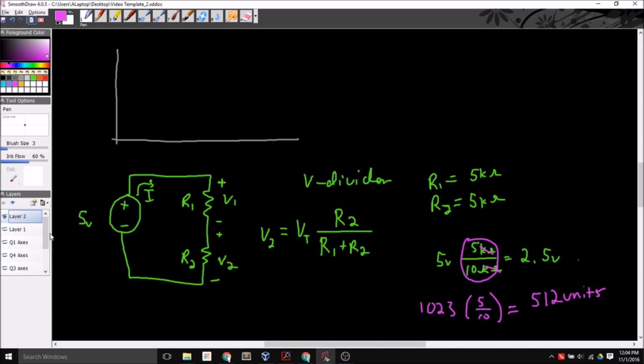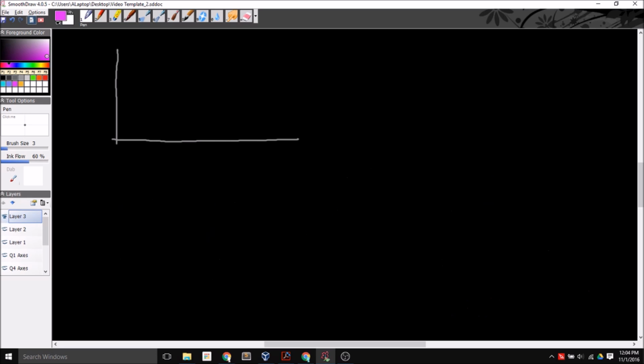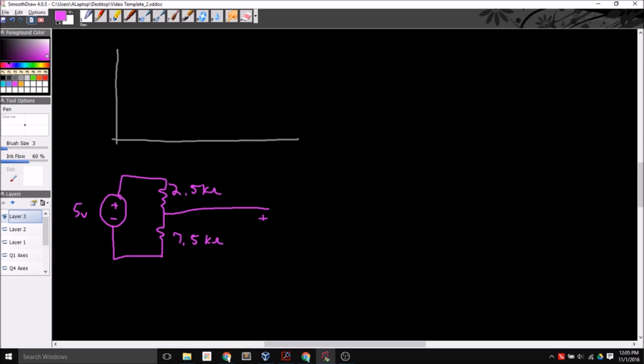But what happens when we have something that's not so balanced? What happens if I have the same schematic, however, I have 2.5 kilo ohms on top and 7.5 kilo ohms on bottom? And I have my still 5 volt signal here. So what is the value of my V? I'm going to call this V out.